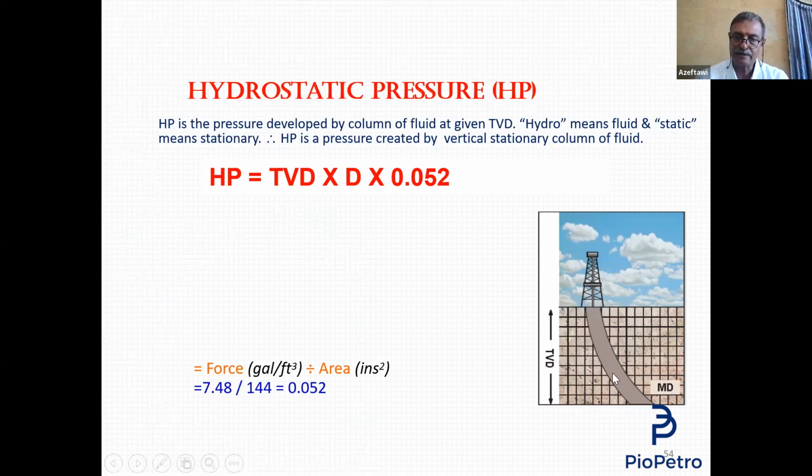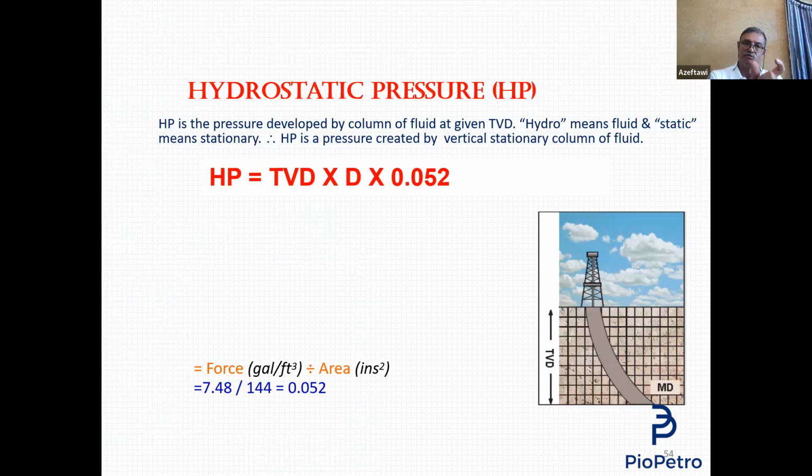If this is the well, when we drill a well, as you see, this well is deviated. So when we run pipes here, the length of pipe that we run is MD, measured depth. But when we deal with the pressure, we don't care about the MD. We care about this distance, which is the true vertical depth. This is how we measure pressure, true vertical depth.